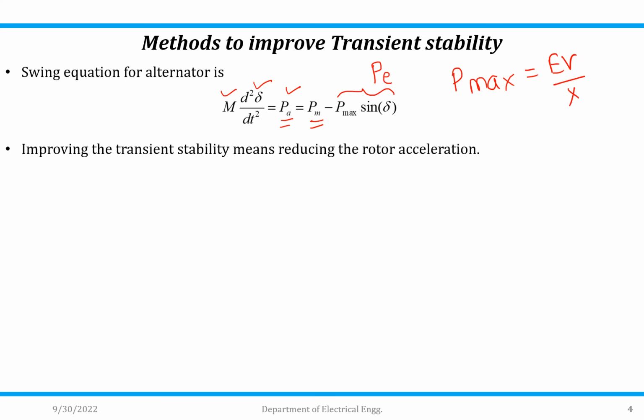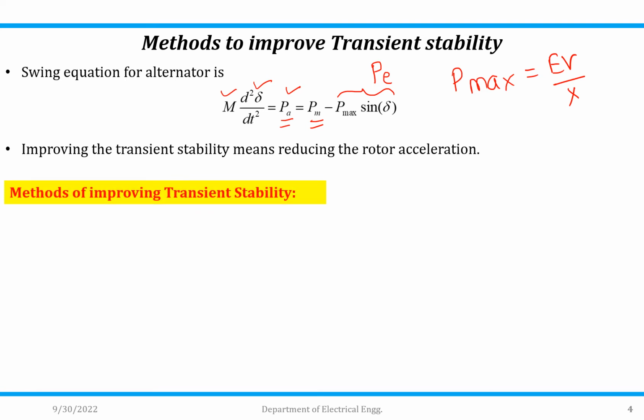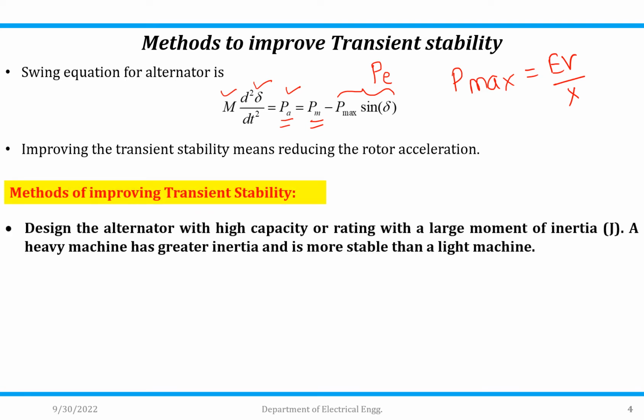So improving the transient stability means reducing the rotor acceleration. The lesser the rotor acceleration, the more stable the system will be. So what are the methods of improving transient stability? First is to design the alternator with a high capacity or high rating with a large moment of inertia. Because the more the moment of inertia, the lesser will be the acceleration and the more prone the system is to be stable. A heavy machine has greater inertia and is more stable as compared to a light machine.